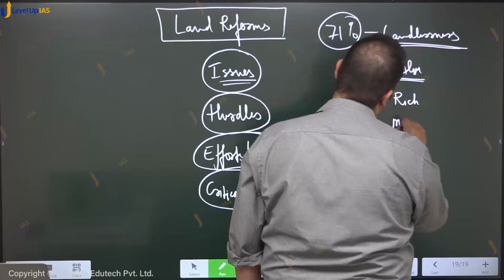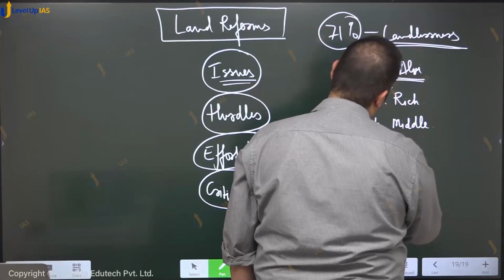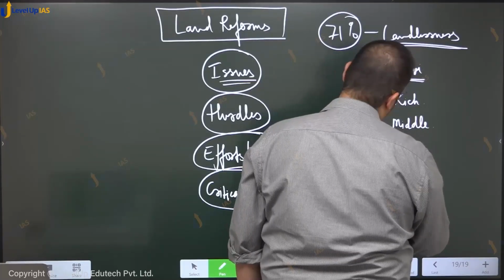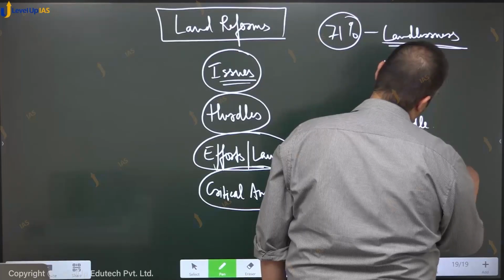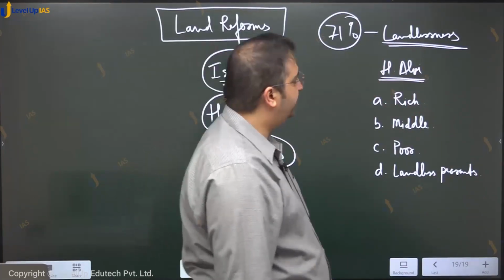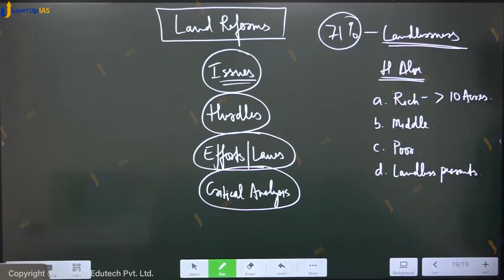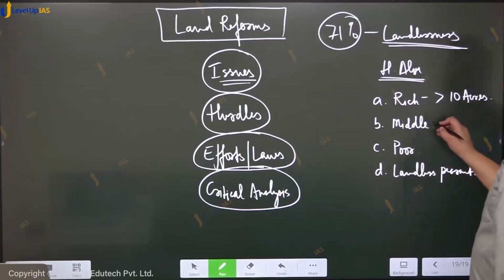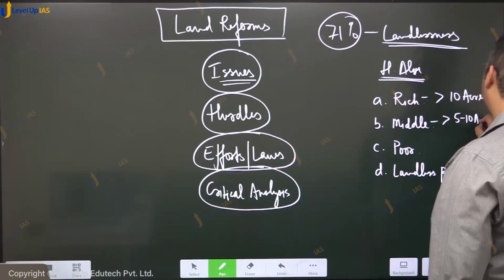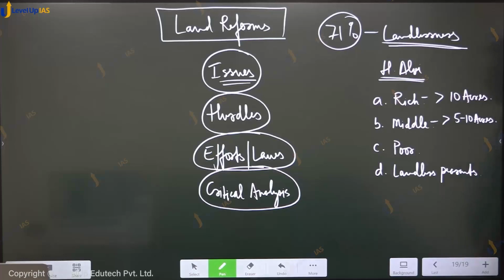Rich farmers, middle farmers, poor farmers, and landless peasants. Okay? Rich farmers are those which have more than 10 acres of land. They are not directly involved in the process of cultivation and they depend upon hired labor to cultivate their lands. Middle farmers having 5 to 10 acres of land, they also utilized hired labor, wage labor, but only in the busy parts of the cropping season, that is during sowing and harvesting season.